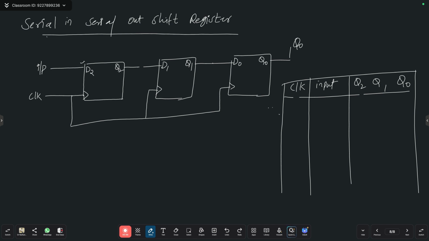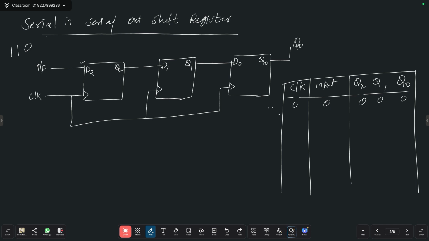But while transferring, what order we are following is very important. Previously, we followed serial in, parallel out. But here we are using a serial in, serial out shift register. Then the same input 110 I am taking here. Then tell me, at 0 clock, what is it? All are 0. You know this is the initial state.